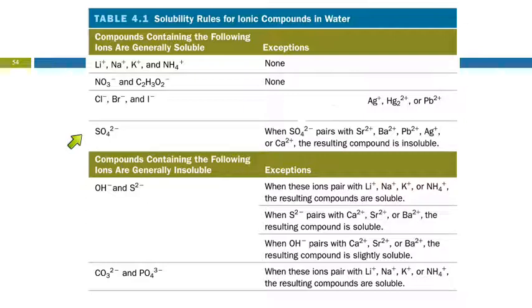Okay, sulfate. Sulfate things are mostly soluble, except here we have strontium, barium, lead, calcium, and silver. So the lead and the silver are the same as up there, and then strontium, barium, and calcium are group 2A metals. So those are the exceptions.